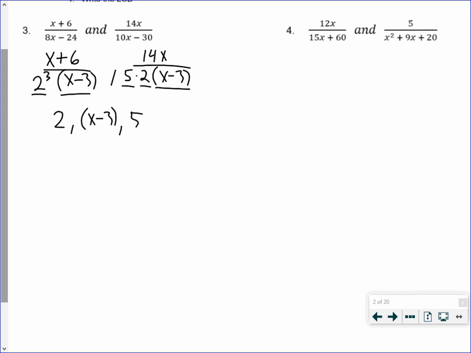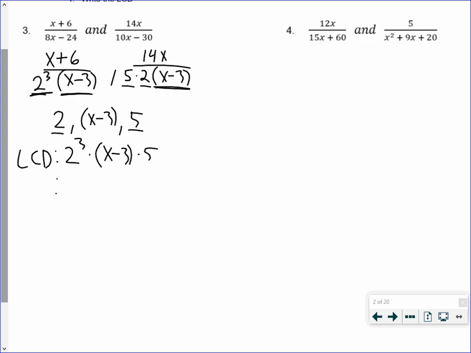Okay, so now for my LCD, I'm going to get that by multiplying each distinct factor that I have listed out with the highest degree that I see in either fraction. So for 2, the highest degree of 2 that I see in either fraction is 2 to the third. So I have 2 to the third. For x minus 3, the highest degree that I see in either fraction is just a 1. So it's x minus 3 to the first power. And same thing with 5. The highest degree that I see, or the highest exponent I see with 5 is just a 1. So I'm just going to multiply it by 5.